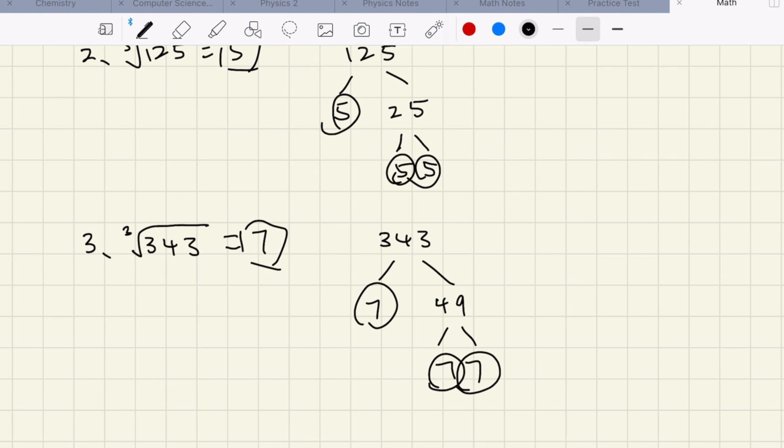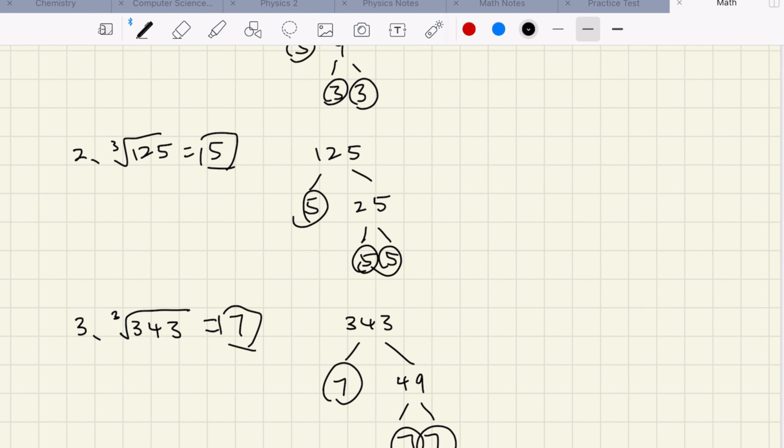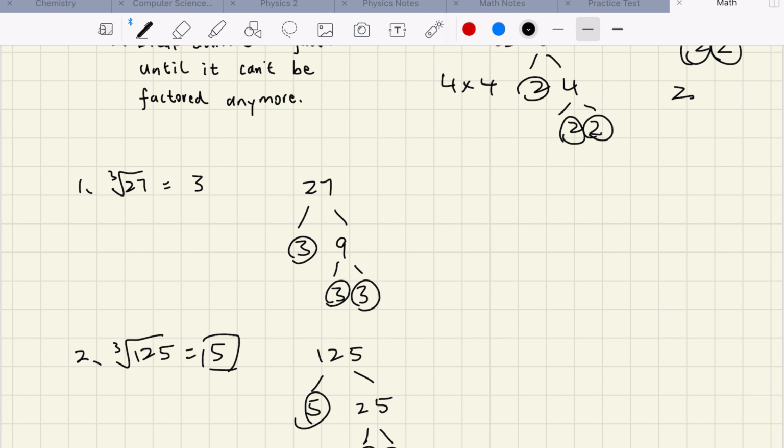So now let's try another problem that is just one step, right? It's not one step, but it's a few steps. So the cube root of 1331. Write that at the top, separate that into 11 and 121, and the square root of 121 is 11. So 3 11s, and the cube root of 1331 is 11.